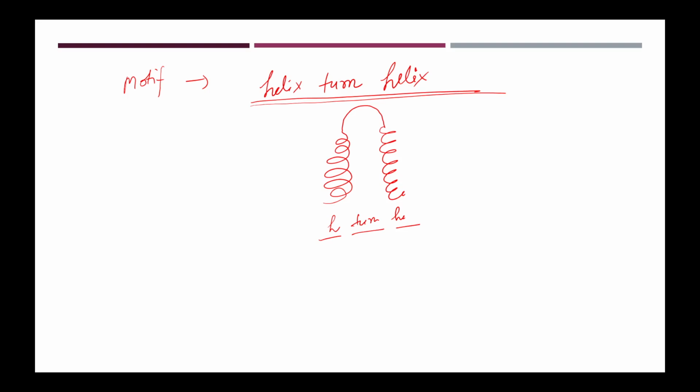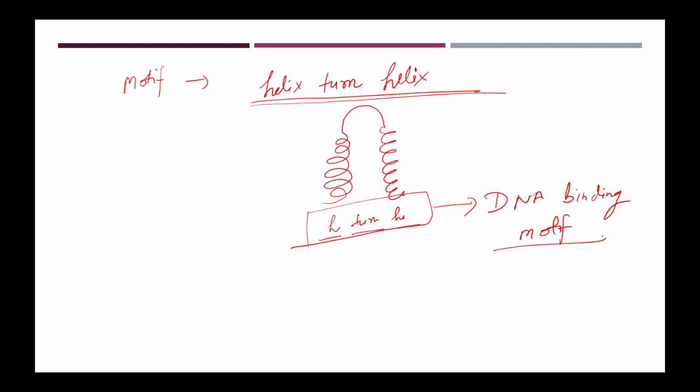If this helix turn helix structure is present in your protein structure, that means your protein has some affinity towards DNA. If these kinds of motifs are present, they are called DNA binding motifs. That means if this motif is present, your protein has the ability to bind to DNA. So this is a DNA binding motif, helix turn helix.